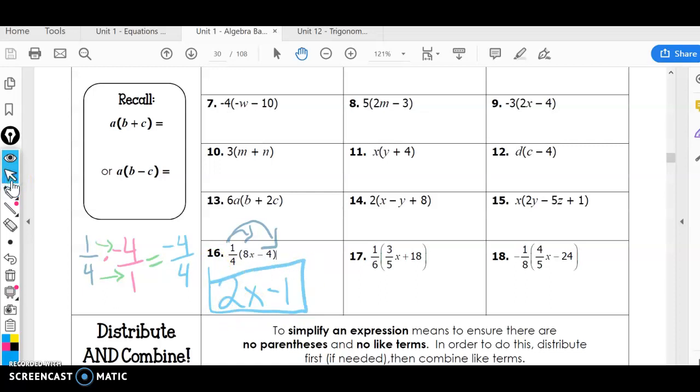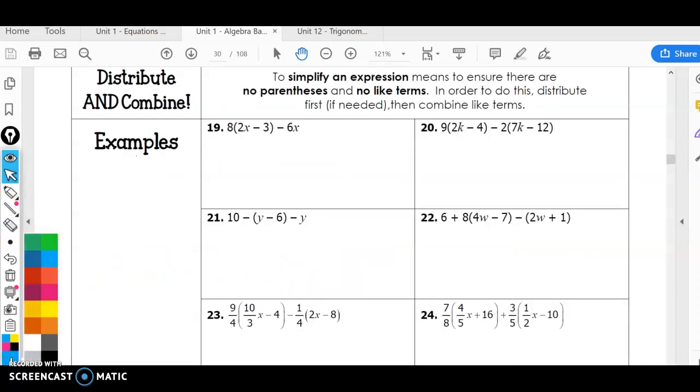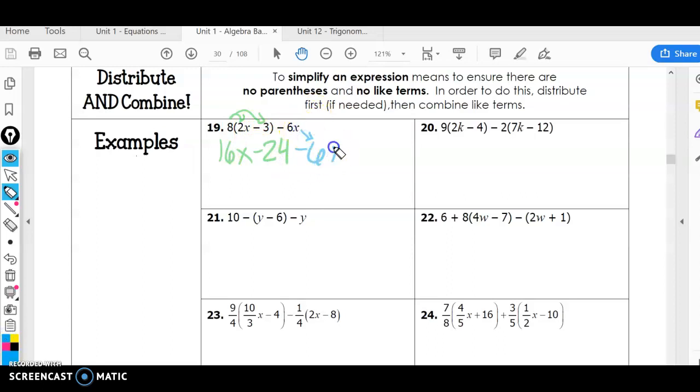Let's do some examples where we have distribution as well as combining like terms. Start with number 19. Before you combine like terms, you must distribute first. So I'm going to distribute the 8 to the 2x, and then the 8 to the negative 3. I'm just going to bring down my negative 6 right here.